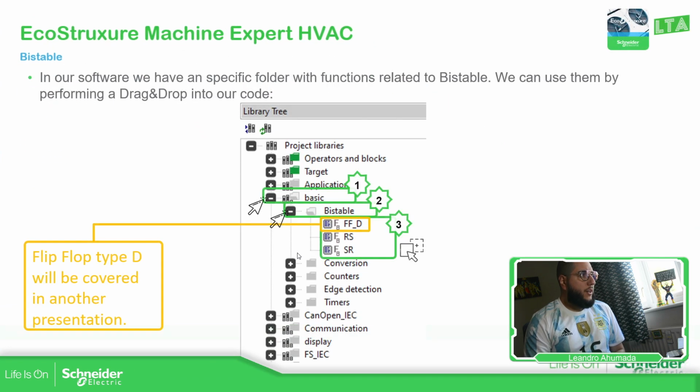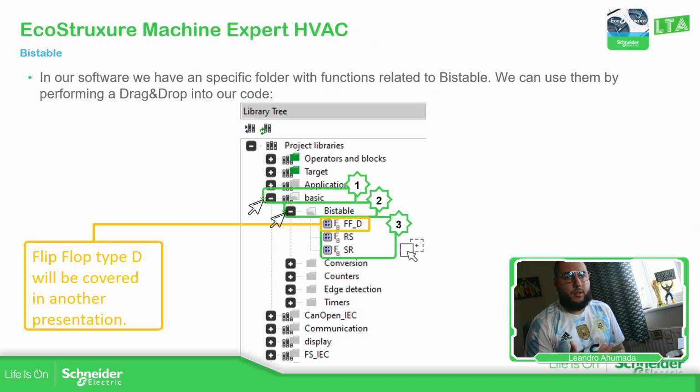In order to find these function blocks, we need to go to the library tree, select the Basic folder, open it, go to Bistable, and then you can see three functions. We have the flip-flop type D, that will be covered in our presentation, and then we have the reset set and set reset that we have in the software. In order to use them, we just drag and drop them into the code.